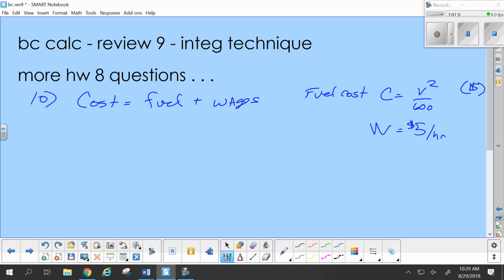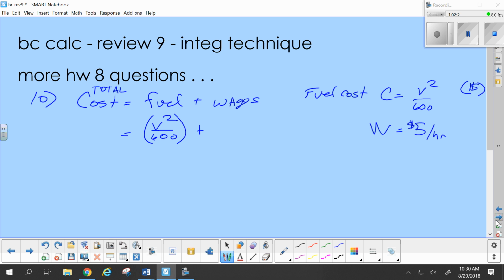Now, actually, we want to find a total cost. I have two different C's going on, so let's just call this total cost. Total cost depends on fuel and wages. I looked at this and got a little confused. If that's the case, I suggest you start very general and work towards the specific. Trying to go too specific too fast is bad. So for fuel, it is V squared over 600, and that is already in dollars, so I'm done.